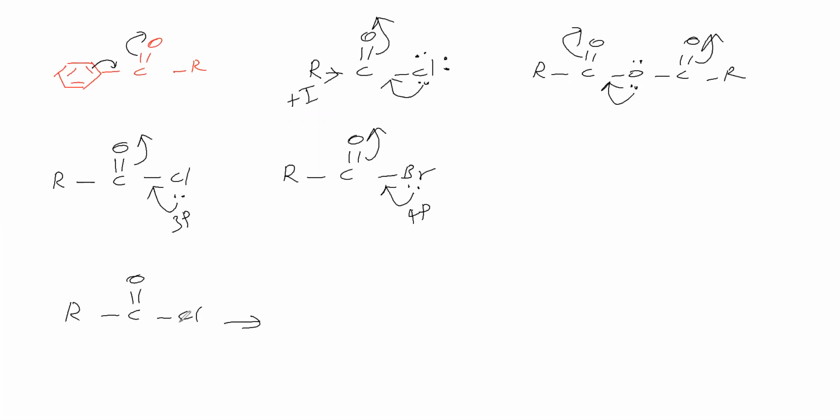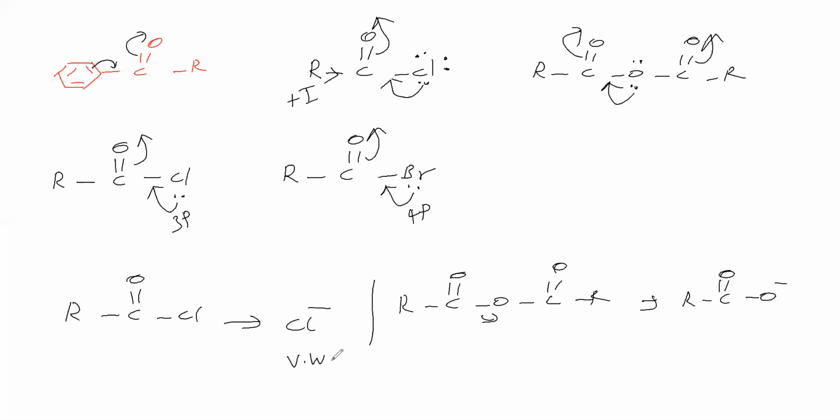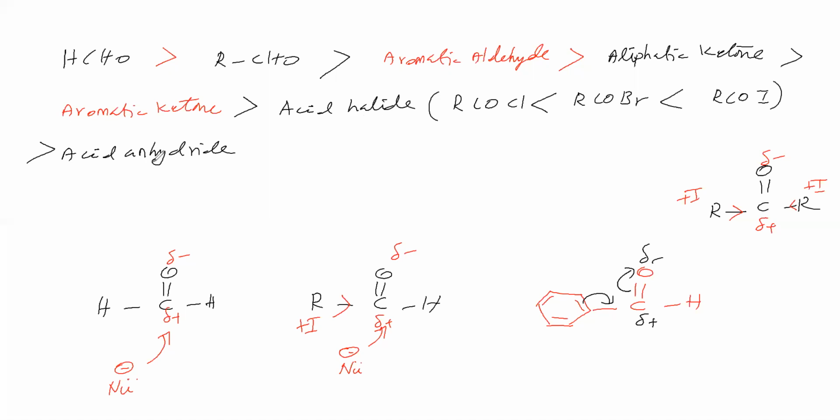Here, Cl minus is leaving during nucleophilic addition. In the acid anhydride, what is the leaving group? It is RCOO minus, a very weak base. Therefore, Cl minus has a good leaving tendency when compared to this. It leaves easily, so it undergoes nucleophilic addition easily when compared to this. Therefore, it has a higher nucleophilic addition tendency than this one.